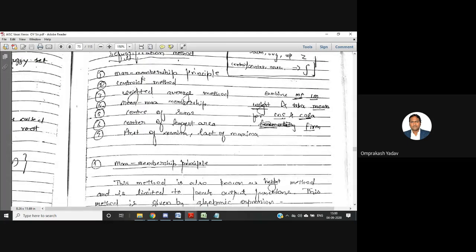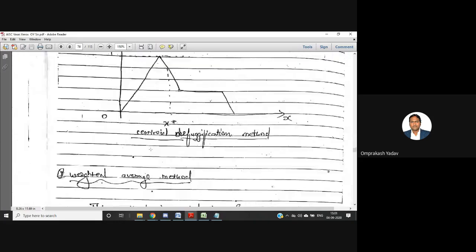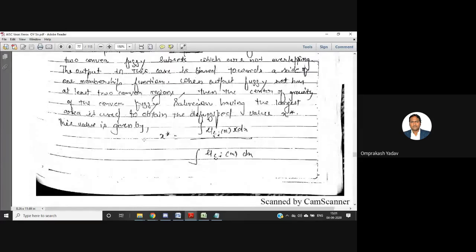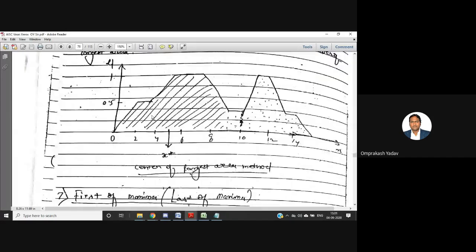And based on this centroid method and center of sums method, we will be solving the problem also. And one part will be there, weighted average also. So anyhow, we will be solving the problem, so we will remember the method also. So let's see one problem. Whenever this problem comes, it will come for 10 marks.